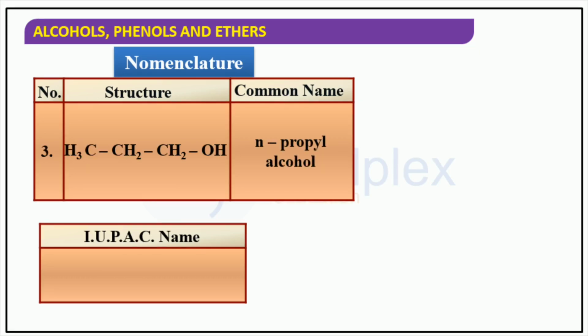N-propyl alcohol, also known as propan-1-OL, is an organic compound whose formula is represented as H3CCH2CH2OH. It is a type of alcohol used in chemical reactions, and is also a solvent employed in the production of paints, lacquers and varnishes.